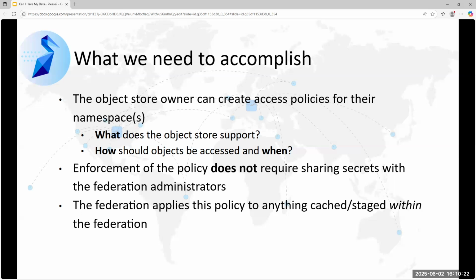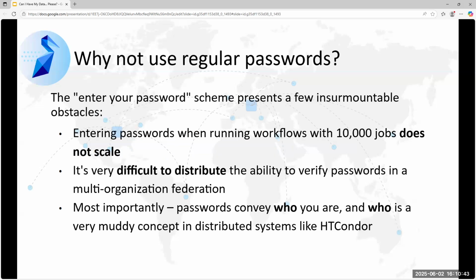Next, because Pelican has this caching infrastructure that sits between the origins and the clients, we need to make sure that the policies crafted by these object store owners and applied at the origin are also applied to all of the things inside the federation. And then finally, again, in distributed high throughput computing, we have to do all of this in a way that scales.